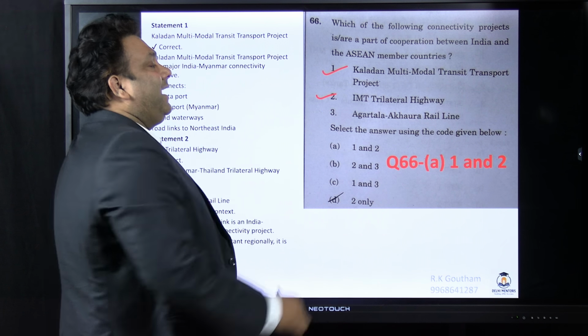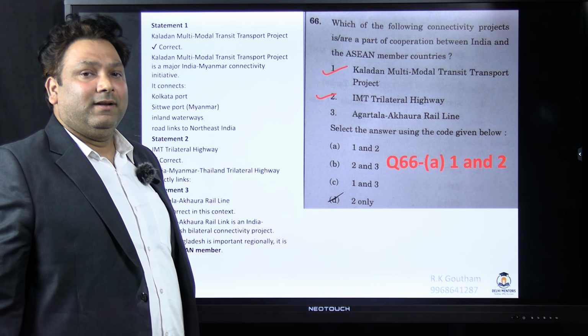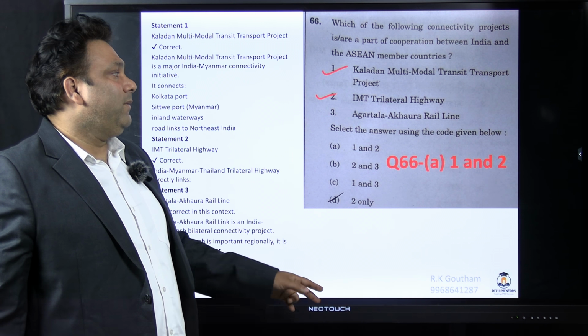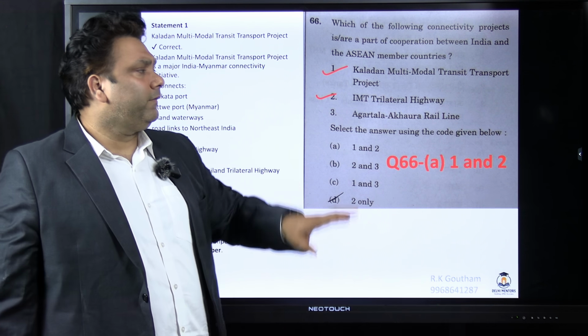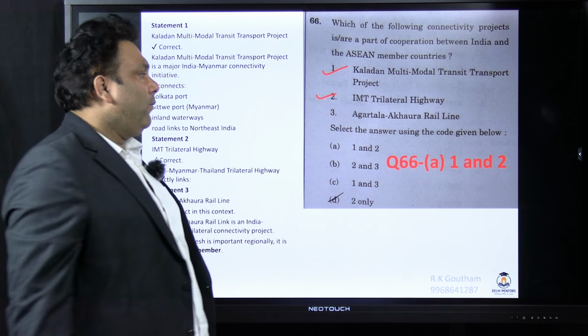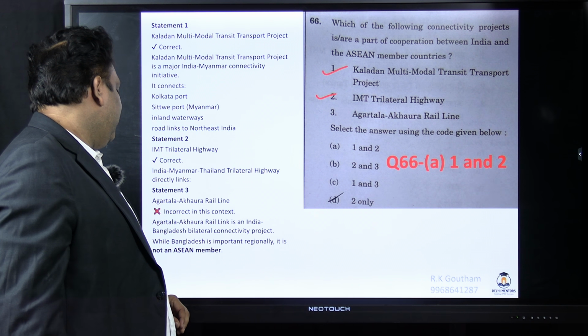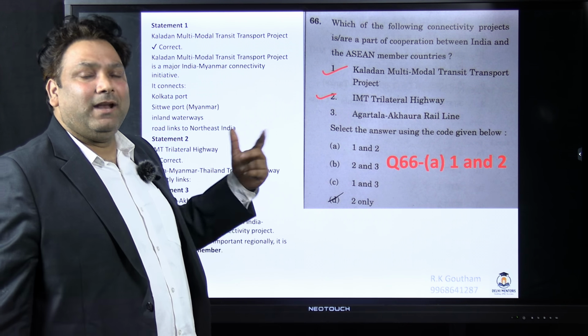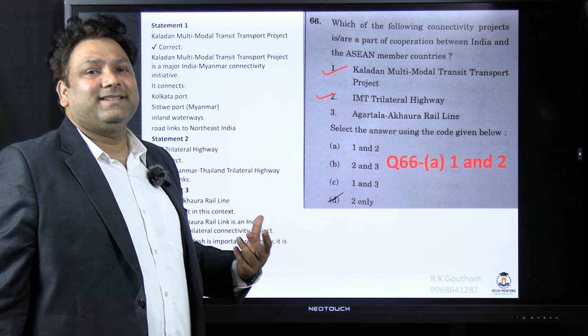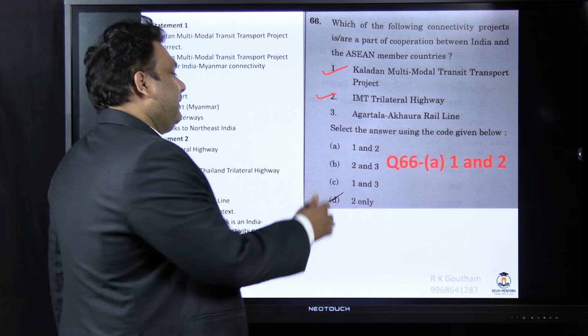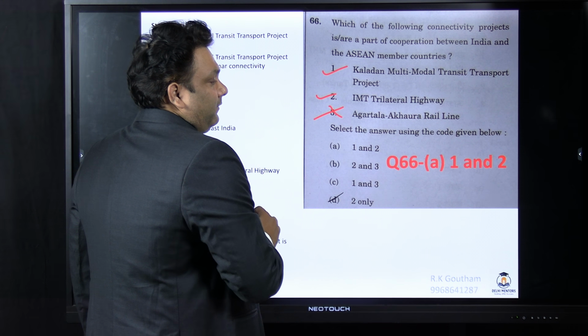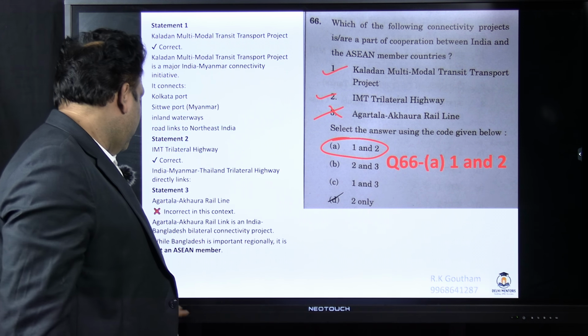Next, IMT trilateral highway, India, Myanmar, Thailand. Myanmar and Thailand both are part of ASEAN. This is also right. Now Agartala-Akhaura railway line, this is linking India and Bangladesh. So Bangladesh is not part of ASEAN, therefore this is a wrong statement. So the answer here is 1 and 2.